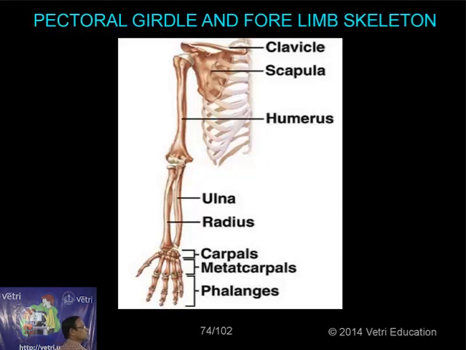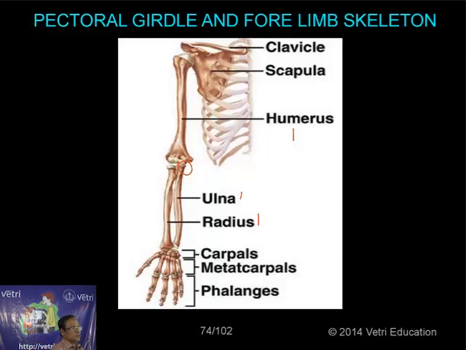Number 1, the humerus, forms the upper arm. Then the forearm is formed of 2 bones, the outer radius and the inner ulna. The ulna at its top has a process called the olecranon process. That node-like, swollen structure is the olecranon process, and it forms the elbow joint.